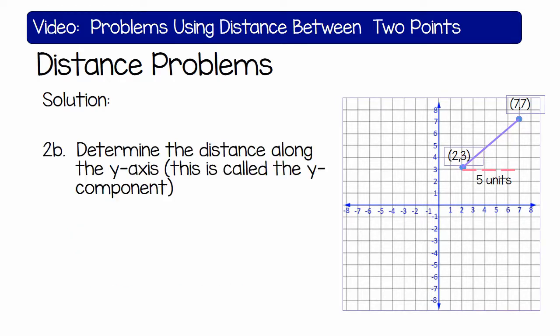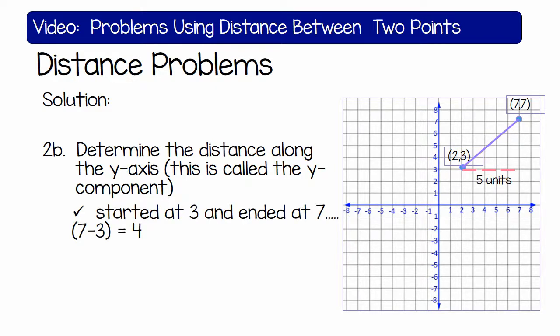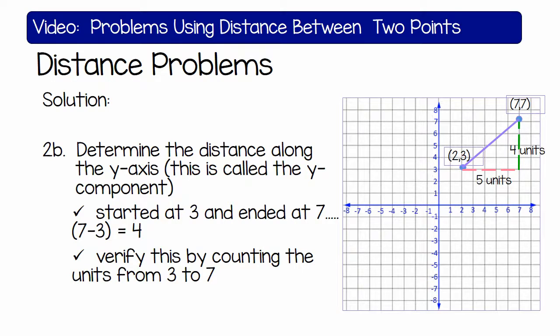Now, determine the distance along the y-axis. This is called the y-component. Started at 3 and ended at 7, the length of this line is 4 units. You can verify this by counting the units from 3 to 7.